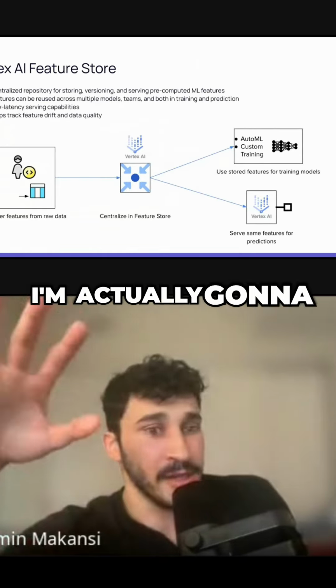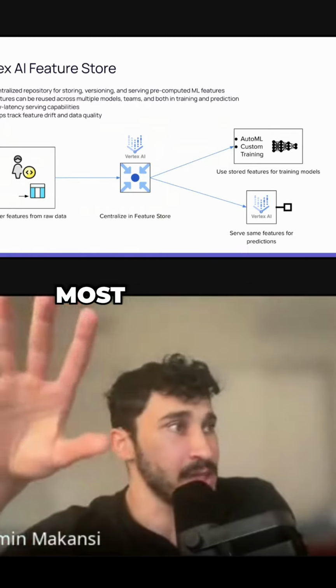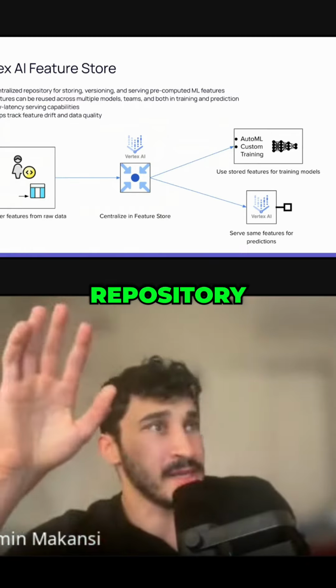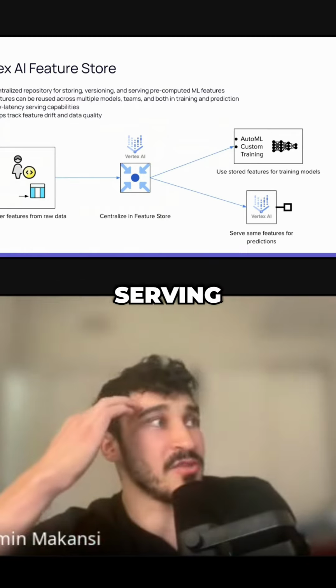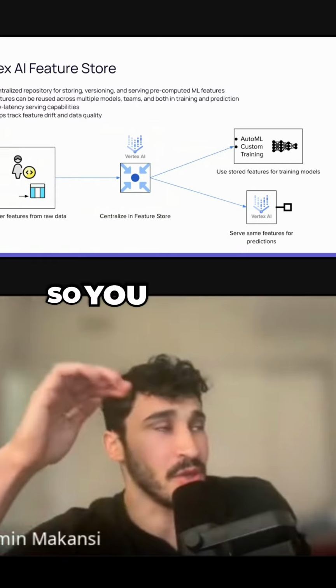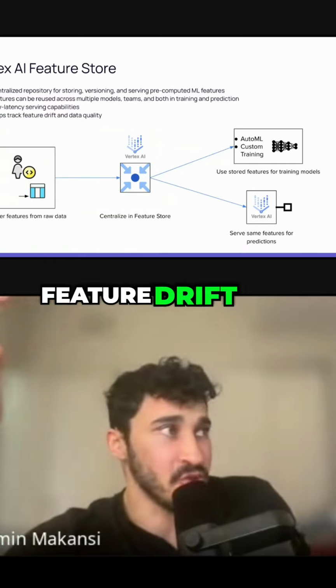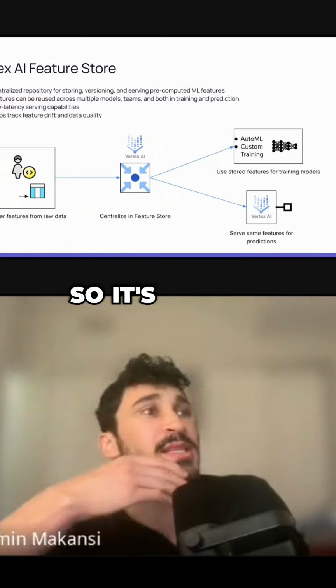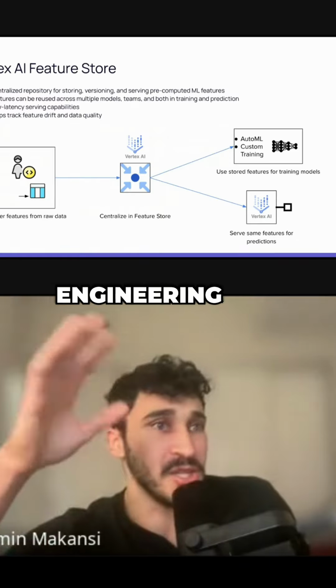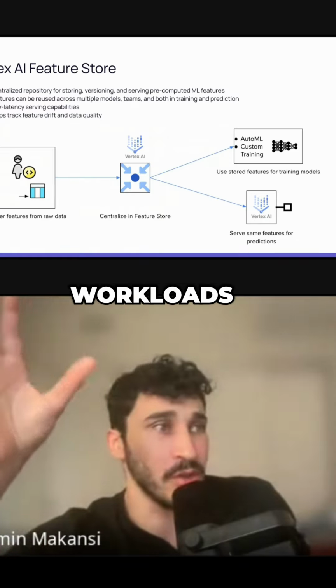I'm actually going to skim through this because it's not the most important, but it's a centralized repository for storing, versioning, and serving pre-computed ML features, so you can reuse them. It's very low latency. It helps to track feature drift and data quality as well. So it's that central hub that connects feature engineering for both training and serving workloads in Vertex AI.